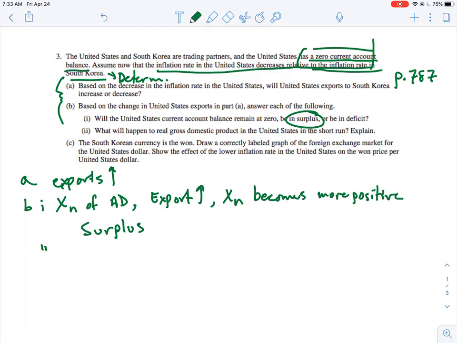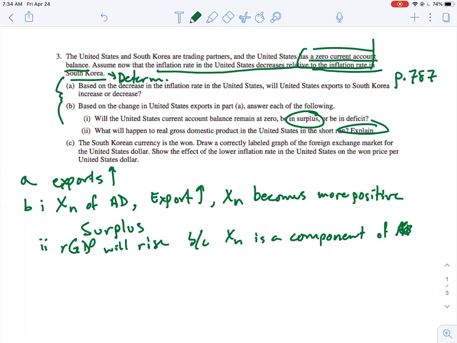Now for the second one, what will happen to real gross domestic product in the United States? This one has an explain, so you have to say a what and a why. Okay, so real GDP will rise. It'll rise because XN is a component of real GDP, and when it goes up, so does real GDP. Okay, so there's your good explanation there.